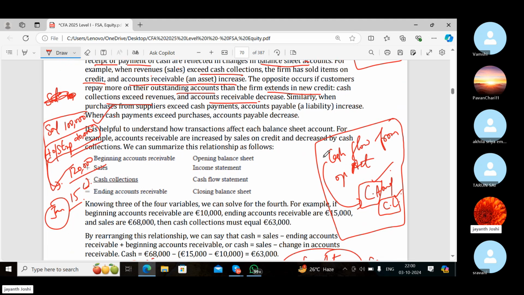Similarly, when purchases from suppliers exceed cash payments, that means you have made some credit purchases, and you have purchased goods from your suppliers. Let's say 1 lakh rupees worth of purchases you made, and you made a payment of 50,000 to them. So 50,000 is your payables, that increases your liability. And when cash payments exceed purchases, accounts payable decrease. That means when you make this payment, these payables, right? When you make 30,000 payment out of this, your liability will decrease and your cash will also decrease.